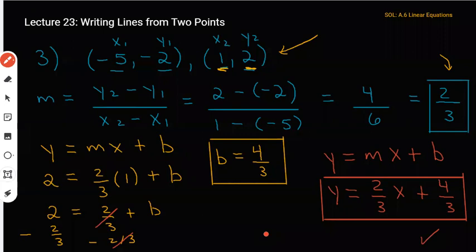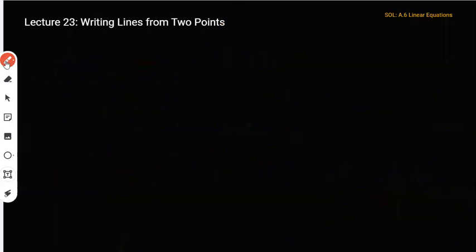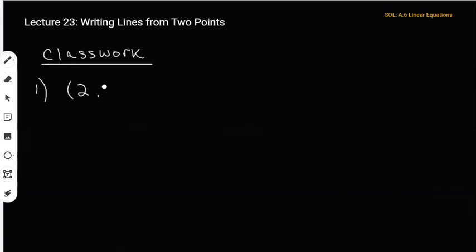Okay, so on your Chromebook, it's going to be under modules and it's going to be under Friday. We're going to try the classwork for this one. Let's do number 1 together. So number 1 says our line is going to go through 2 points, 2, -1, and -3, 0.